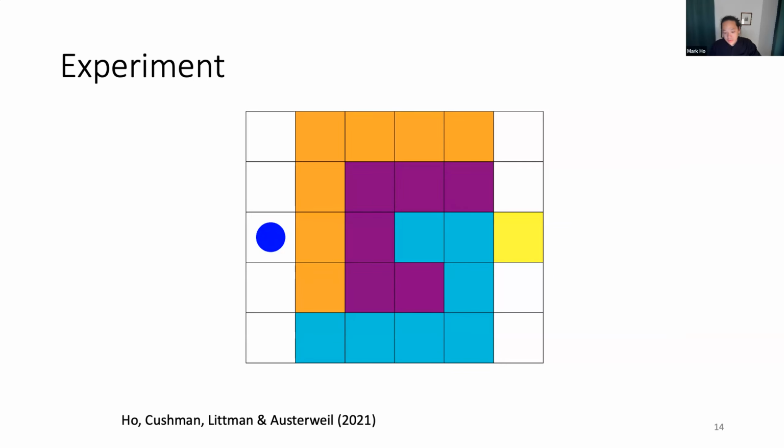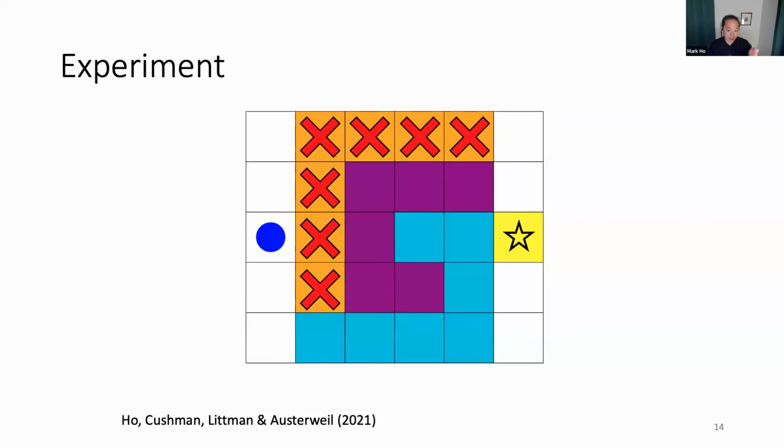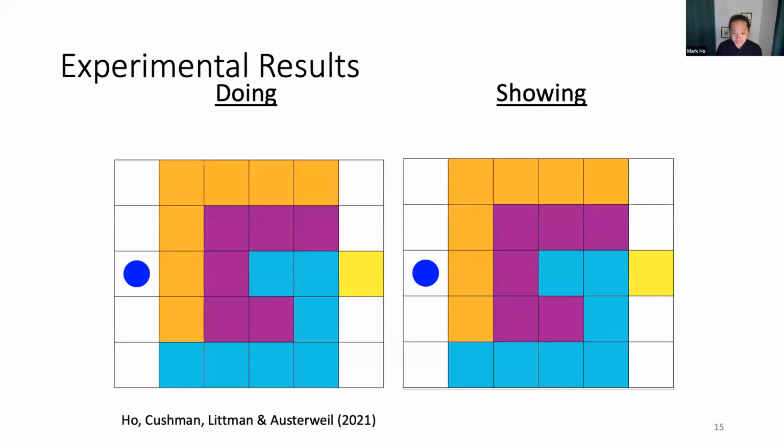And so we designed this very simple grid world paradigm where people controlled the blue dot on the left and were trying to get to the yellow goal on the right. On every trial, these middle colors would change in value. They could either be negative or 0. So, for example, on this trial, the orange colored tiles are negative. You lose points if you step on them, whereas the purple and the blue are neutral. You don't lose points if you step on them.